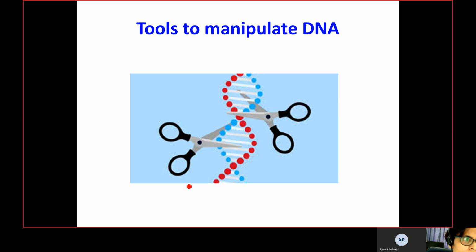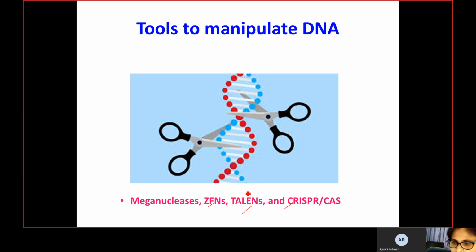And indeed, if we look today, we have different types of tools and strategies that have been developed, starting from meganucleases, zinc finger nucleases, transcription activator-like nucleases, and the much talked about CRISPR-Cas9 systems. So before talking about all these systems, let's see how the field itself originated.